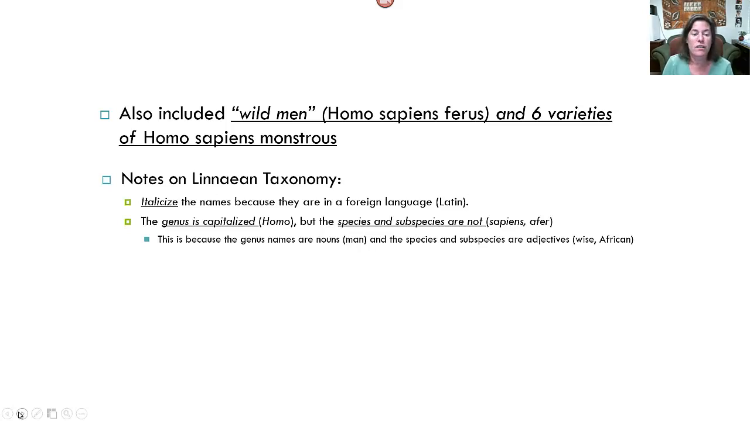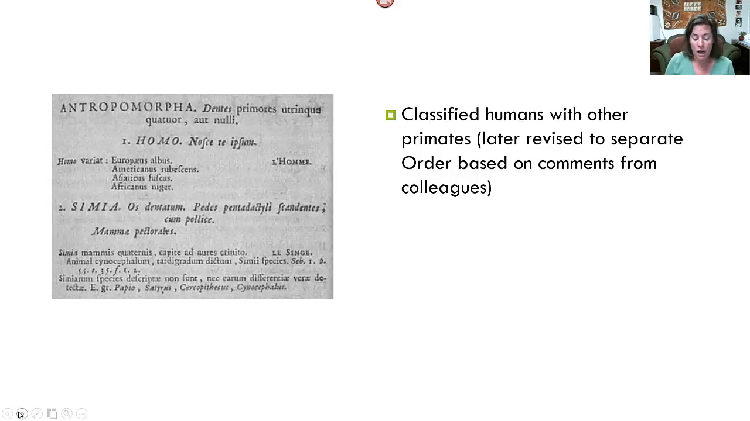Just a couple notes on Linnaean taxonomy. We always italicize the names because they're in a foreign language, Latin, and the genus is capitalized, but species and subspecies are not. Sapiens is not capitalized, afer is not capitalized. This is because the genus names are nouns and the species and subspecies are adjectives. Historically, Linnaeus initially classified humans with other primates, and in his later editions, he removed them to their own order based on discussions with other colleagues.